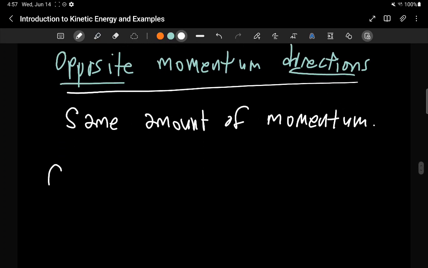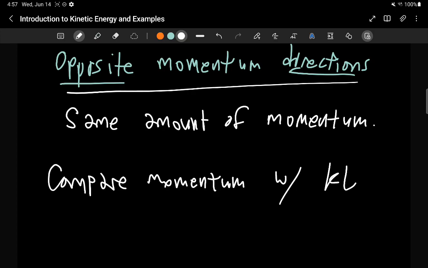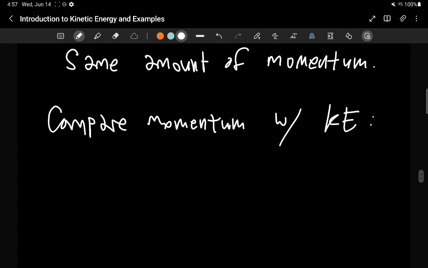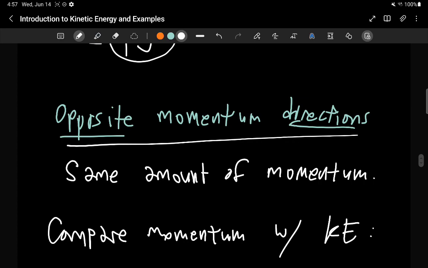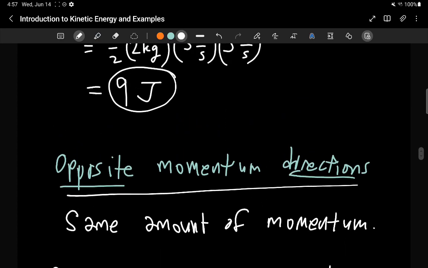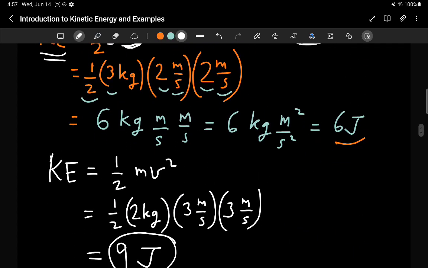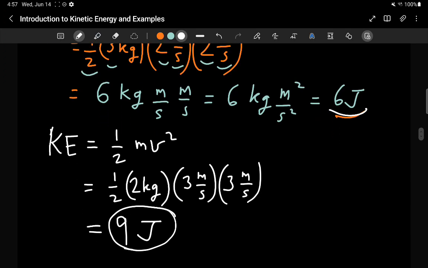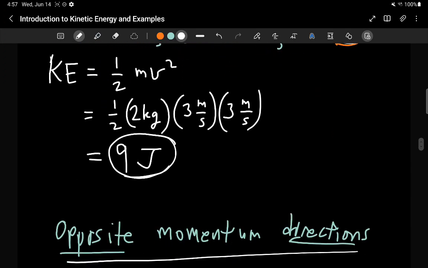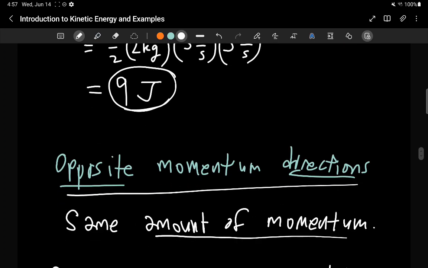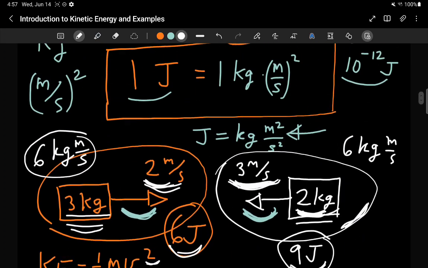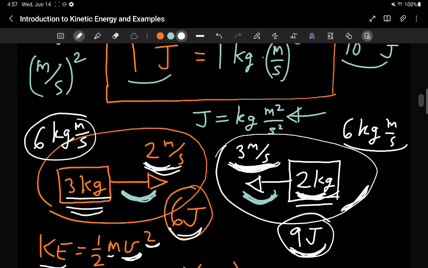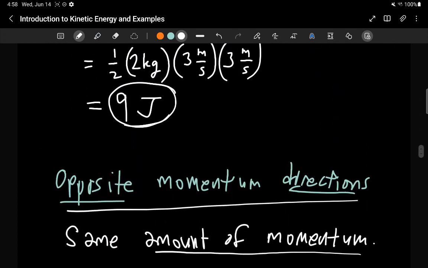So if we compare momentum with kinetic energy, we can see that even though the kinetic energies of two objects might be different, 6 joules, 9 joules, that doesn't necessarily mean that the amounts of momentum will be different, because that's 6 kilograms meters per second and 6 kilograms meters per second.